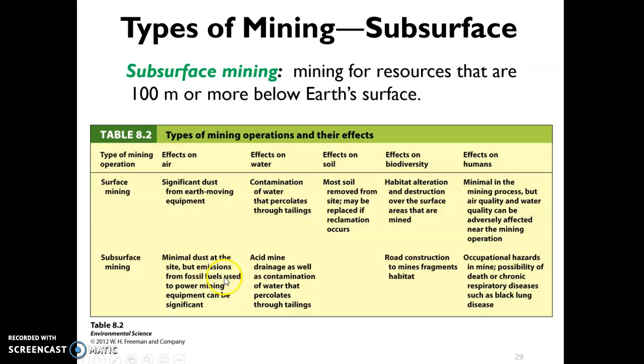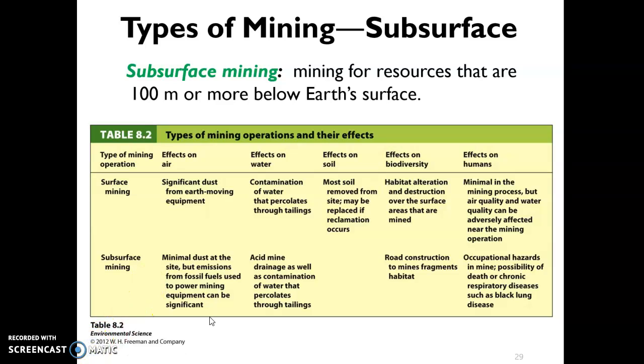So if you compare that type of mining, which is typically done for coal, to surface mining, there is minimal dust at the site, but there are big earth-moving equipment, fossil fuels used to power this mining equipment, and it can be quite significant. On the surface, you have significant dust from earth moving, and you also have, again, a high use of fossil fuels.